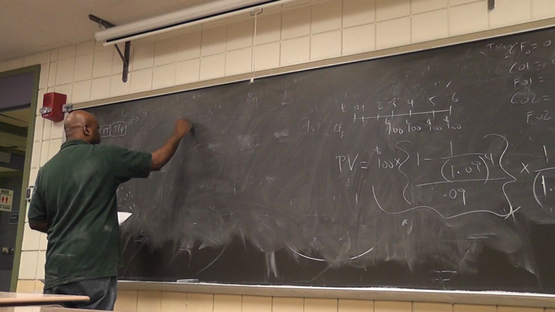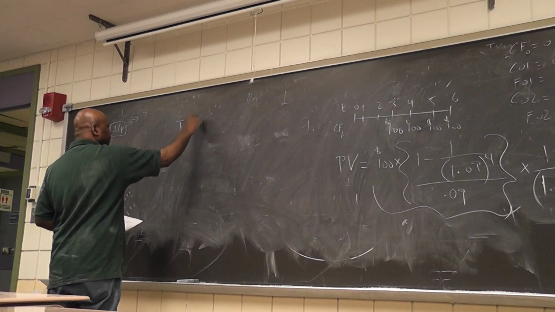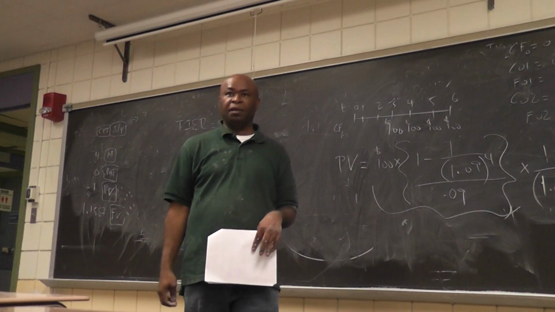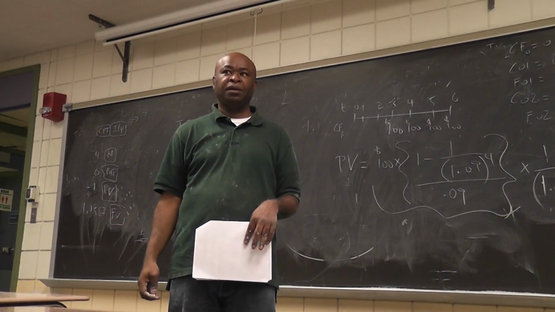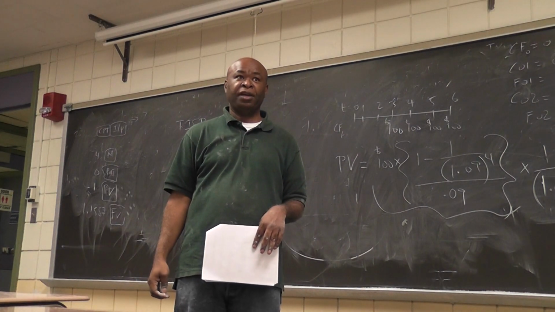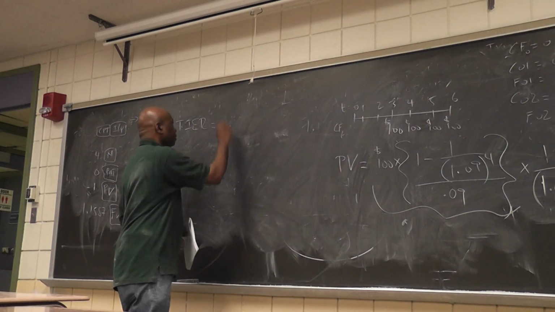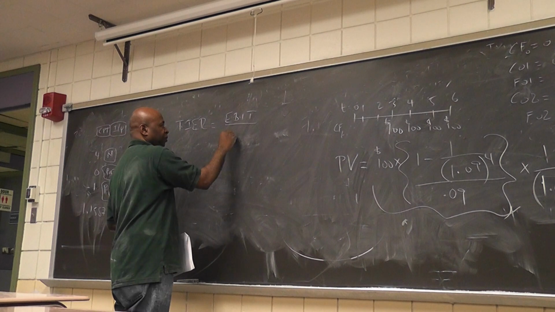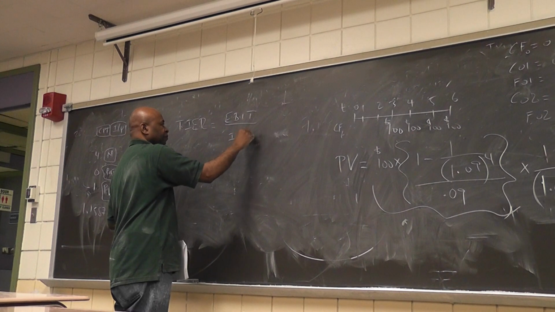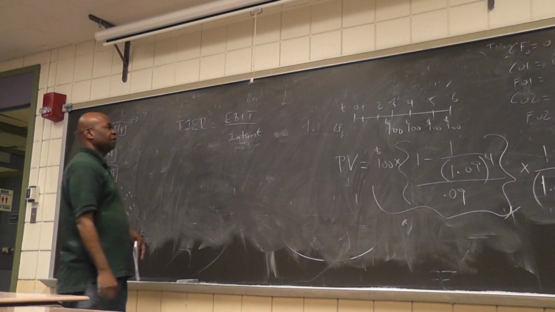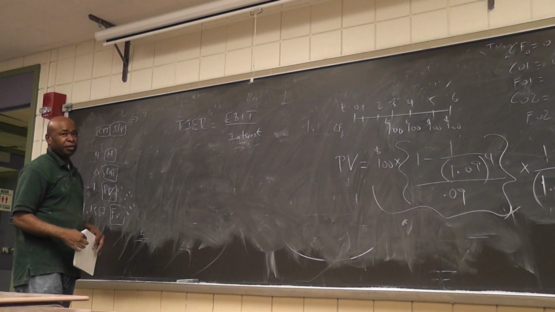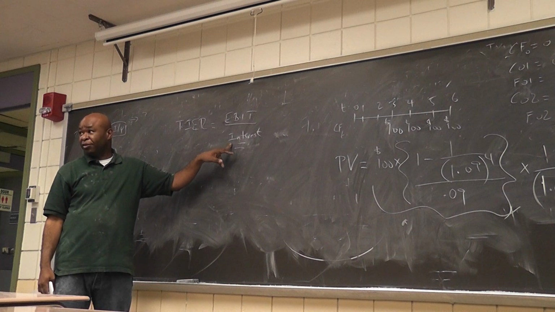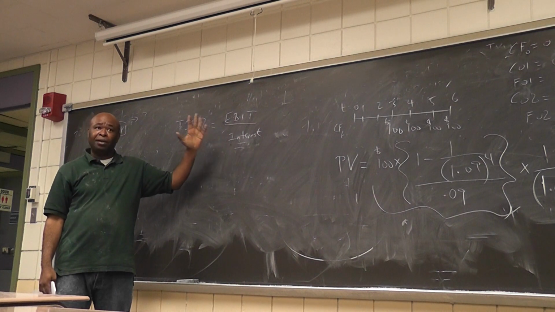So times interest earned, right, is going to be earnings before interest and taxes over interest. Okay. So basically, we need two things. We need the earnings before interest and taxes, and we also need to get the interest. Once we have those two, then we're done, right?